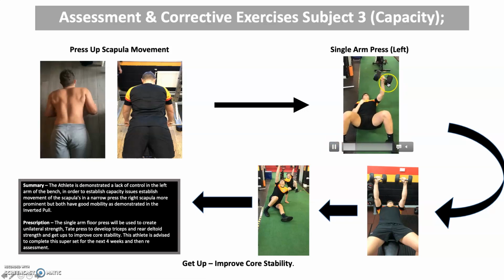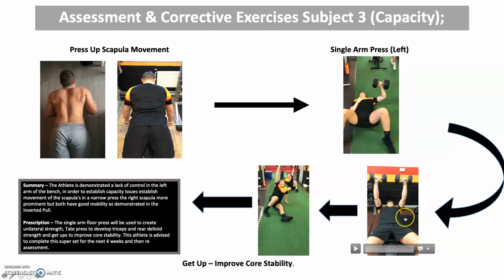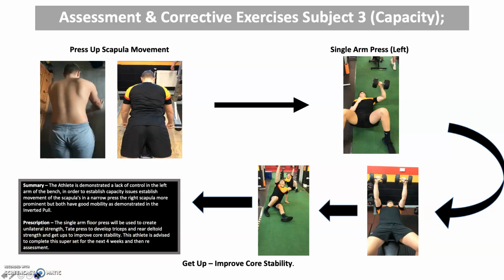There's slight flexion in the left wrist, and there's also a little bit of instability, which indicates the lack of strength. We're also going to perform a tape press, which is going to improve tricep development and also rear delt strength. And we're also going to perform a get up for this athlete to improve core stability. So the athlete's prescription is a single arm floor press for unilateral strength, a tape press for triceps and rear delt strength, and get ups to improve core stability.